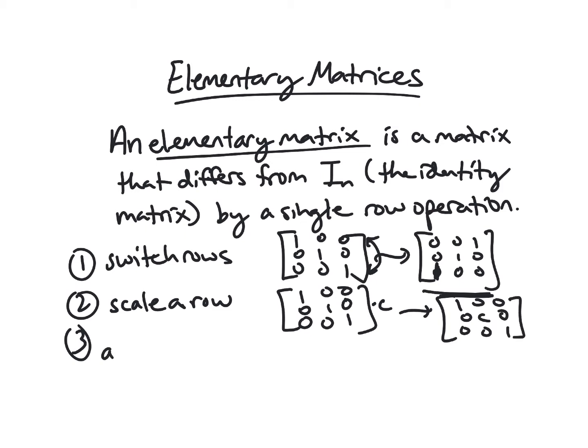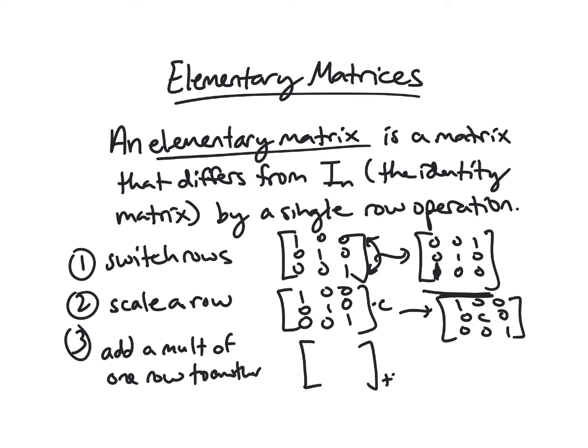And finally, we can add a multiple of a row to another row. And for this, again, we'll see something similar. So let's add 2 times the first row to the third row. In that case, we're going to end up with basically the identity back. Our first 2 rows are unchanged, and then we add 2 down here.